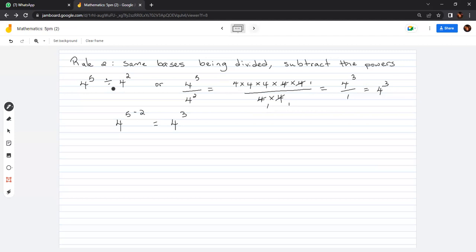Next law. Right, so the next rule is, let's say they gave you one like this: a to the power of m, and then you raise it to the power of n. Once it is like this, all we do is multiply the two powers. So it'll be m times n, which is mn. So this is rule number 3.